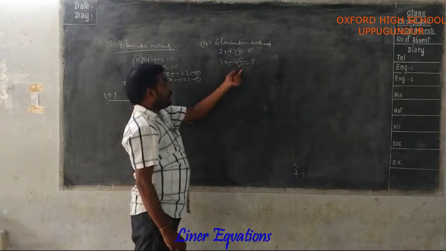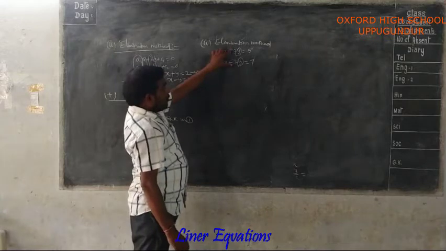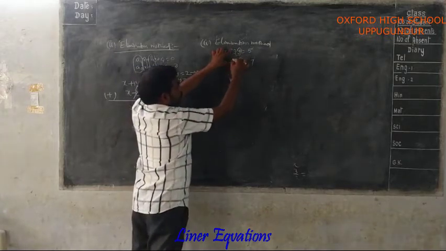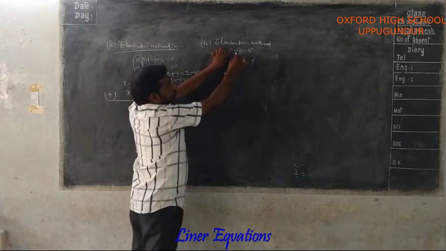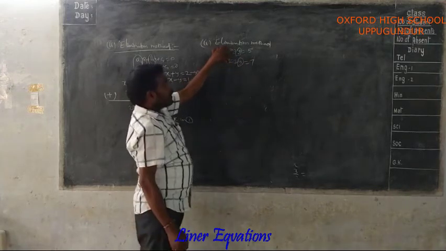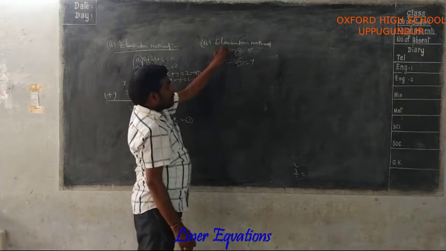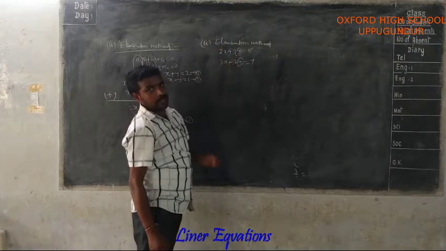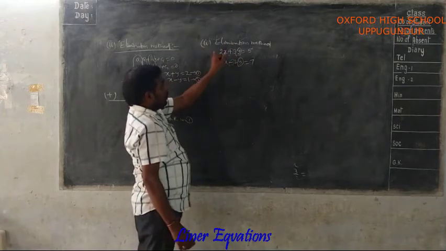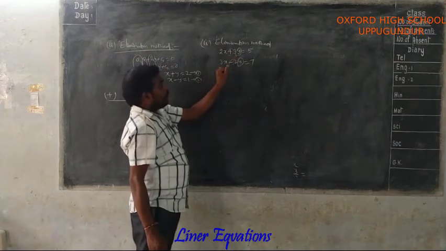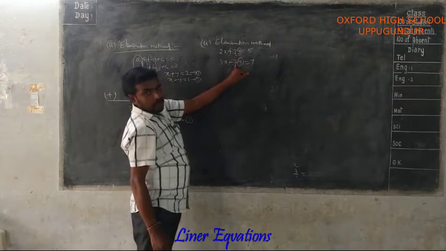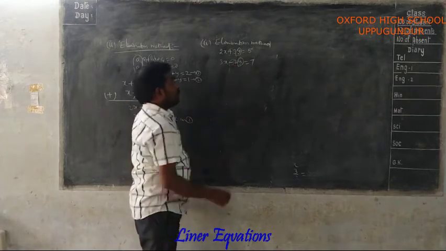So to make these two the same, we find the LCM of these two. What is the LCM of 3 and 2? For 3 and 2 there are no common factors other than 1. That's why the LCM is the product of these two. 3 twos are 6. So when you multiply equation 1 with 2, you will get 6 here. When you multiply equation 2 with 3, you will get 6 here.